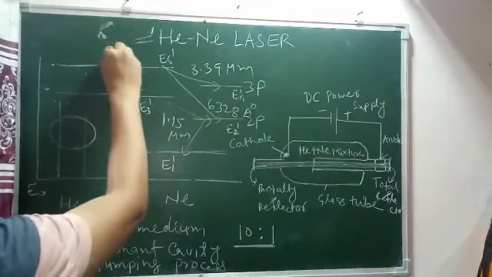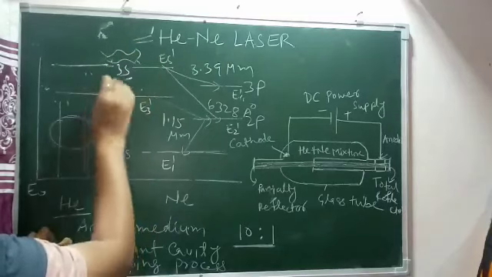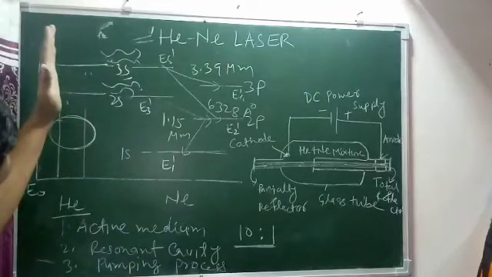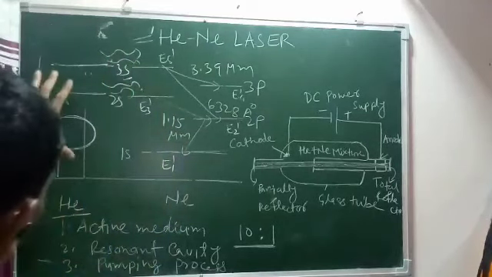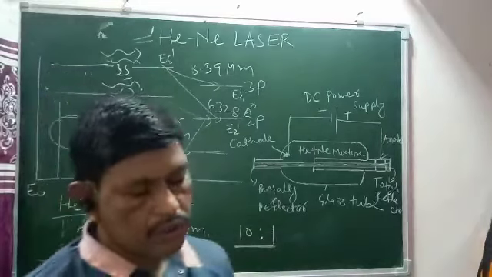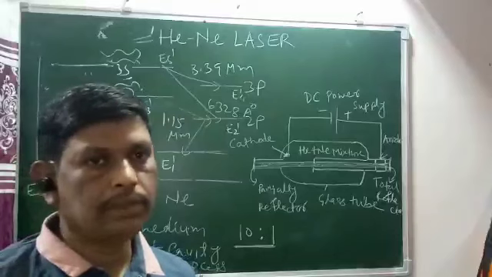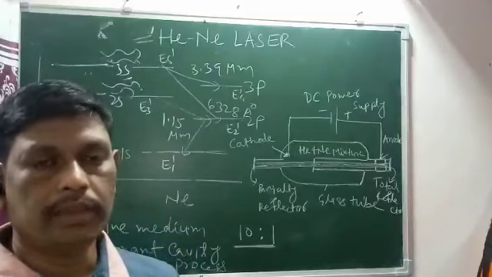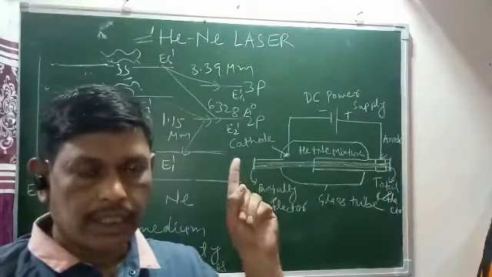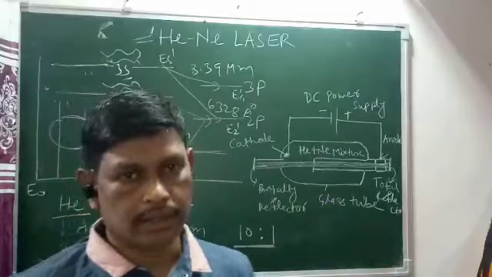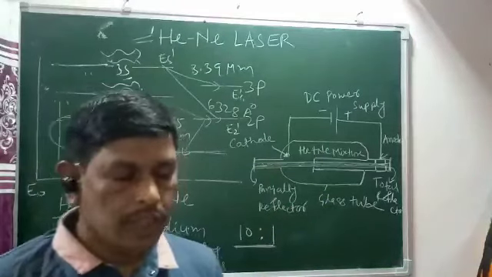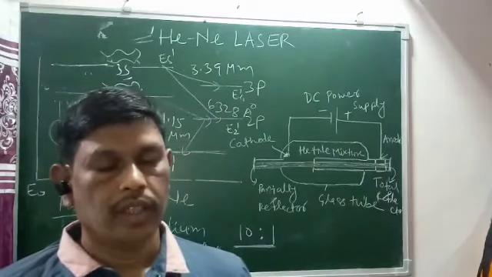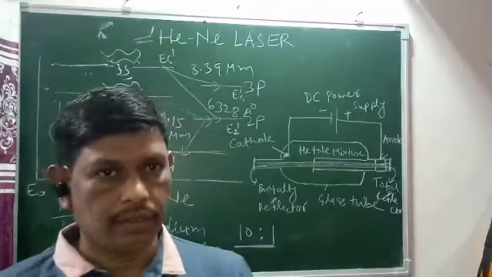Here is the energy transfer by the collision of excited helium with the ground state neon atom. So there is a maximum probability of the electron interacting with the ground state helium atom, and of the excited helium atom interacting with the ground state neon atom. To increase the probability of interaction of the particles, the tube of the helium neon laser is made narrow.